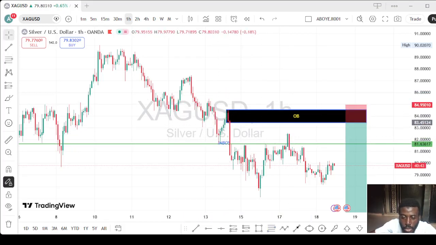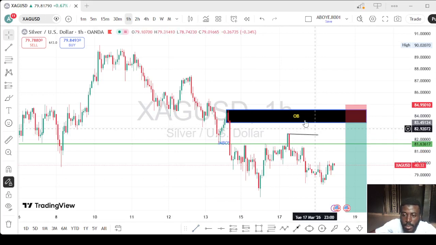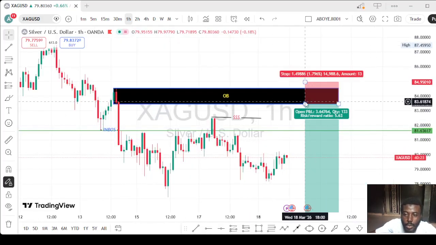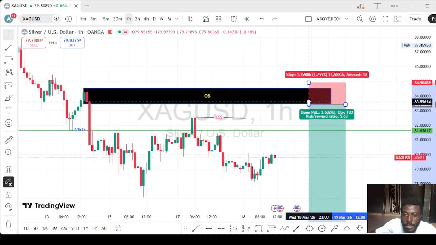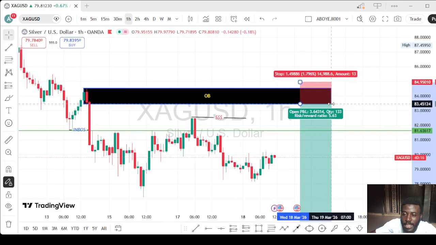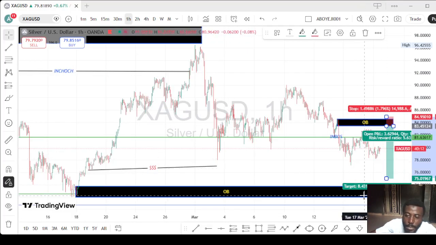This serves as liquidity for me because it does not break this lower low. It serves as liquidity for me. So as for me, we are expecting the sell here. Let's stick to the sell. The sell that we analyzed yesterday, this is the way we are selling. We are selling from here, and after selling from here, we are buying from here.